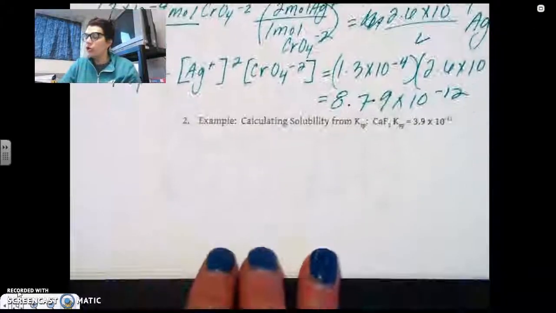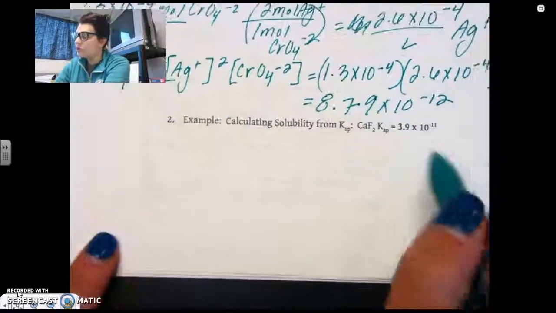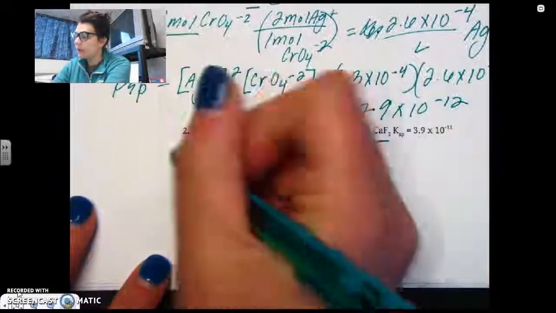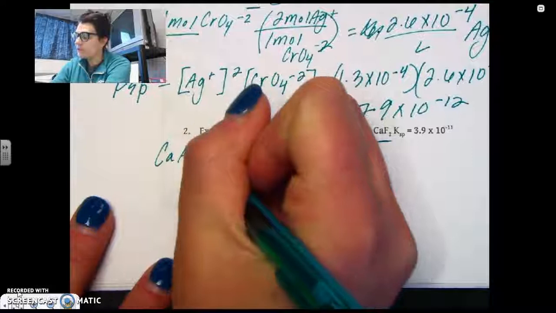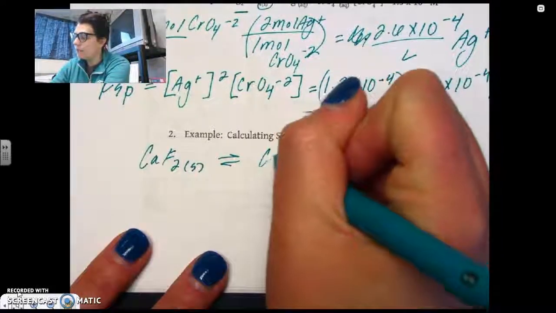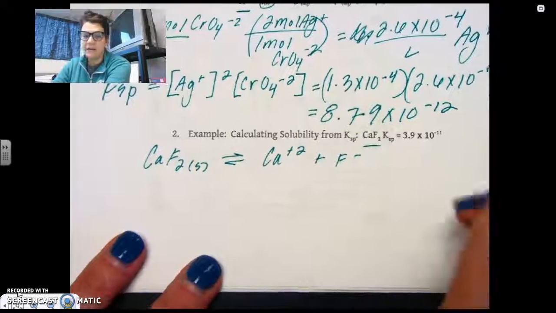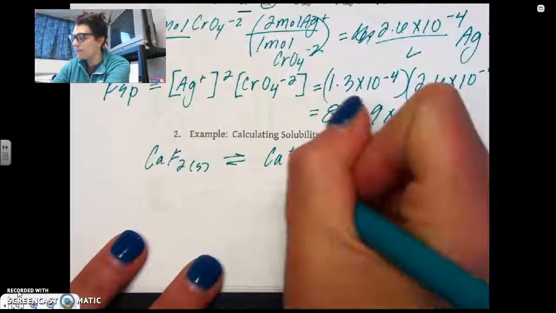You can also use KSP to solve for the solubility. If you're given a KSP, how can you figure out the concentration? We're just going to use RICE like we've done before. If I'm starting with calcium fluoride, I have calcium fluoride solid in equilibrium, and I'm going to break that into calcium ion and fluoride ions, and then you have to balance.